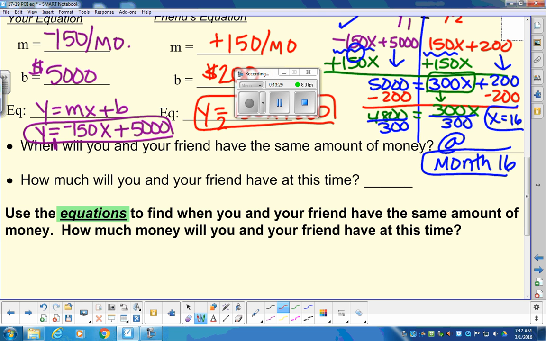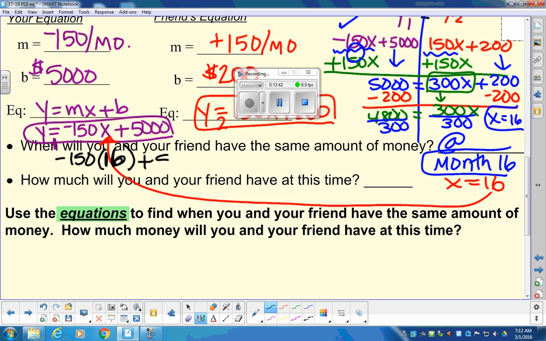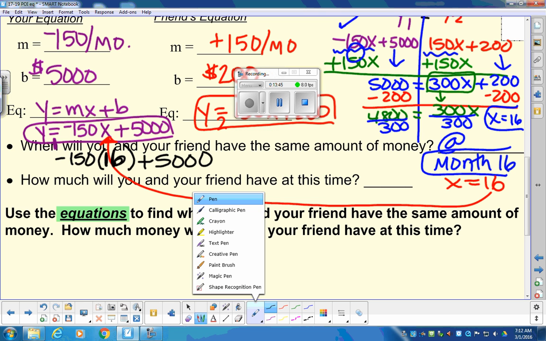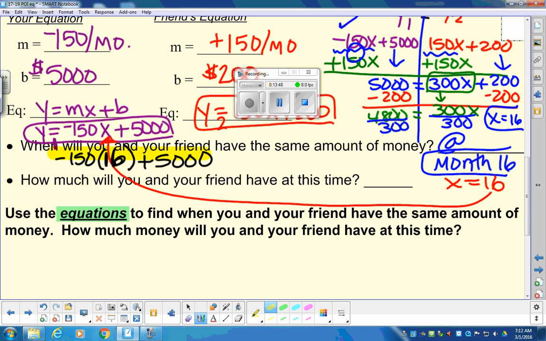So we're going to take this x of 16 here, and we need to substitute it into this equation for you. So negative 150 for 16 months, you're taking 150 out, and you start with 5,000. So I'm going to take all of this and type it in my calculator. What happens if I take $150 out for 16 months, and I'm taking that away from 5,000? When I type that all in, I find out that I have $2,600 left in my account because I'm taking money away from my account.